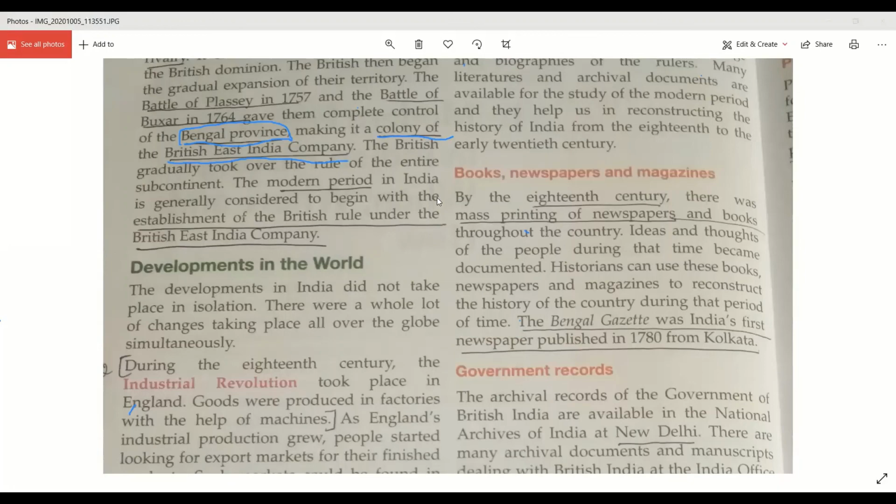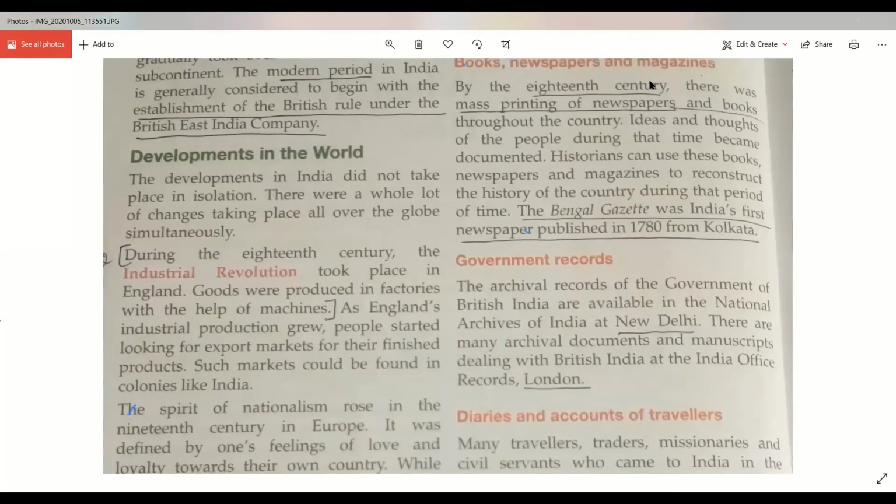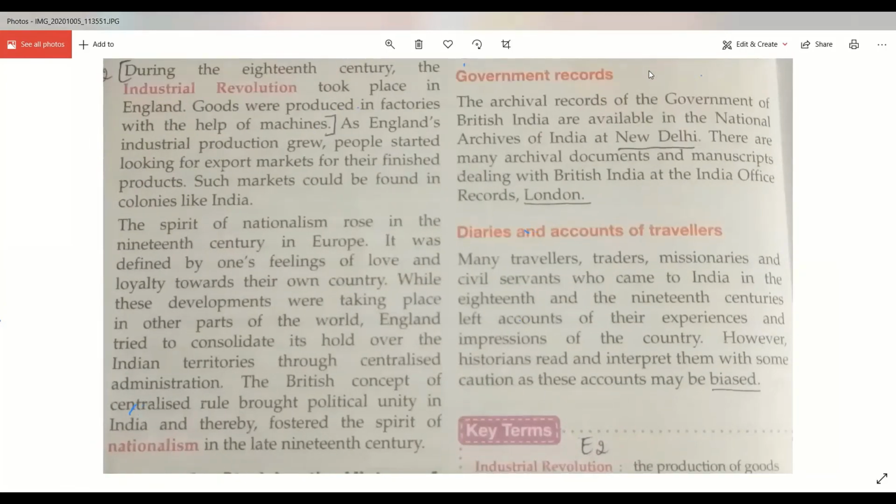Now, when all this was happening in India, what was happening across the world? First, across the world, the first thing that was happening was the industrial revolution. What is the industrial revolution? When goods are produced in factories with the help of machines. And the second thing that happened around the world is the spirit of nationalism. And what is the spirit of nationalism? One's feeling of love and loyalty towards their own country. And when did nationalism reach India? Nationalism reached India in the late 19th century. And what was the result of nationalism beginning in India? Indians started questioning the rule of the British and they wanted freedom for themselves.